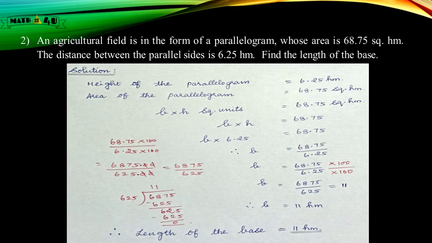So, height of the parallelogram is equal to 6.25 hectometer. Area of the parallelogram is equal to 68.75 square hectometer. We know the formula for the area of the parallelogram. It is nothing but base into height square units. Base into height square units is equal to 68.75 square hectometer. That is, B into H is equal to 68.75. From this, substitute the value for H, simplify and get the answer for B. The length of the base is equal to 11 hectometer.